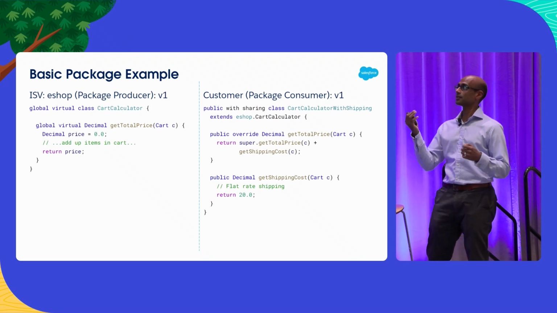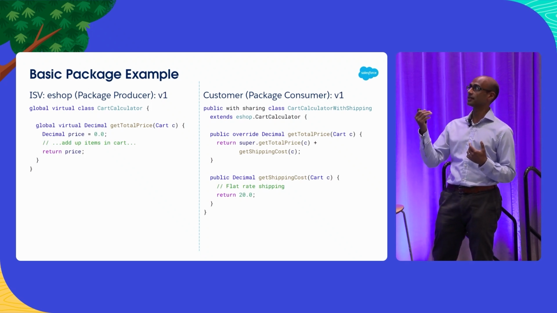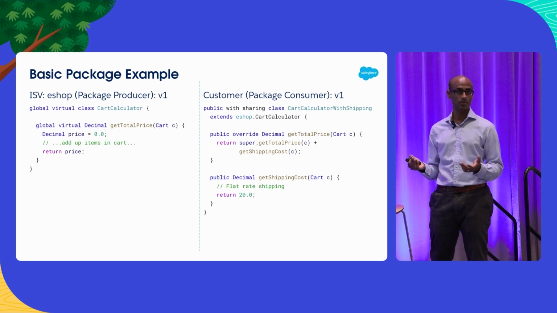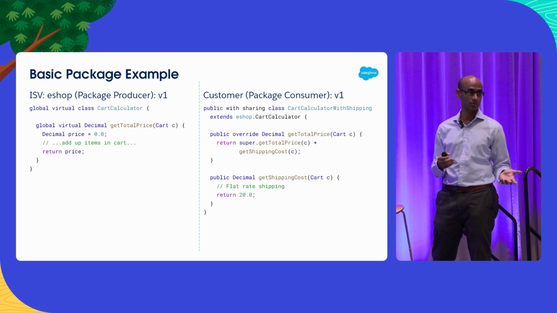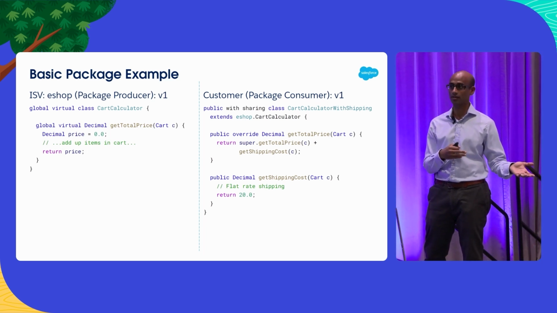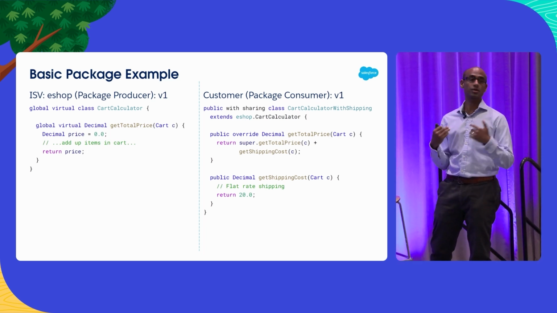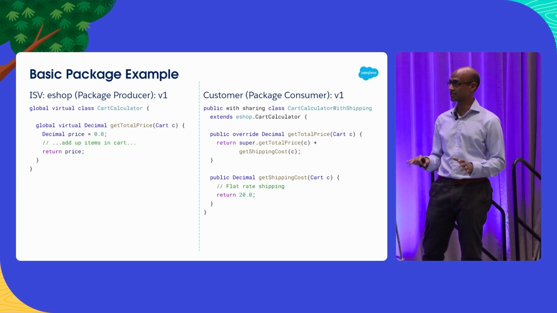So I go as the ISV's customer. I extend the cart calculator with my own class, cart calculator with shipping. I override the getTotalPrice method, which calls the original method to go and add up the items in the cart, all those plushies, and I add shipping costs to them. And we're happy, we're selling plushies.